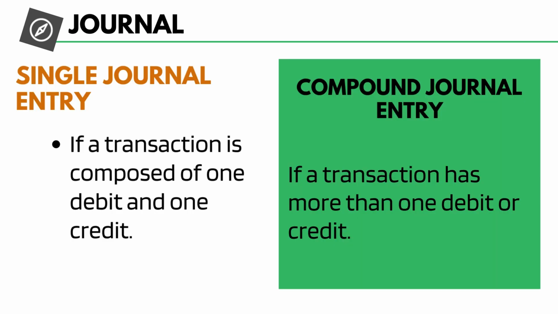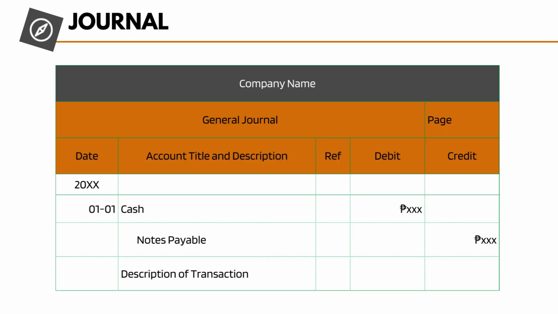A record in the journal is called a journal entry. If a transaction is composed of 1 debit and 1 credit, it is called a single journal entry. On the other hand, if a transaction has more than 1 debit or credit, it is referred to as a compound journal entry. In recording transactions in the journal, the debit account is written on the far left, while the credit account is indented to the right, a few spaces from the debit entry. A short description of the transaction is also written after the credit account.